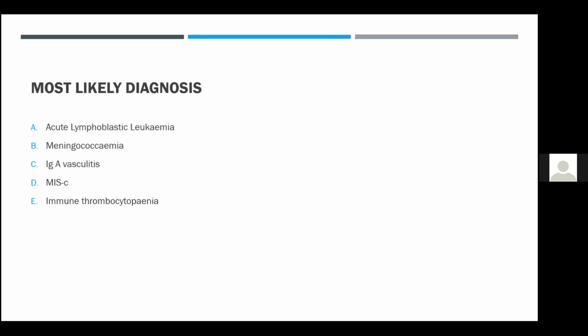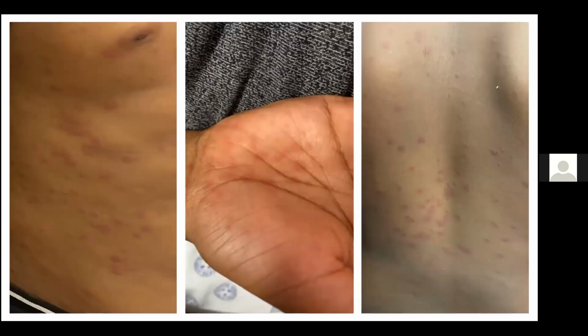Great. So you're all listening. It was an IgA vasculitis. Yeah. So the important thing is she actually had normal platelets, and she didn't have much other systemic involvement. So she's not MIS-C.